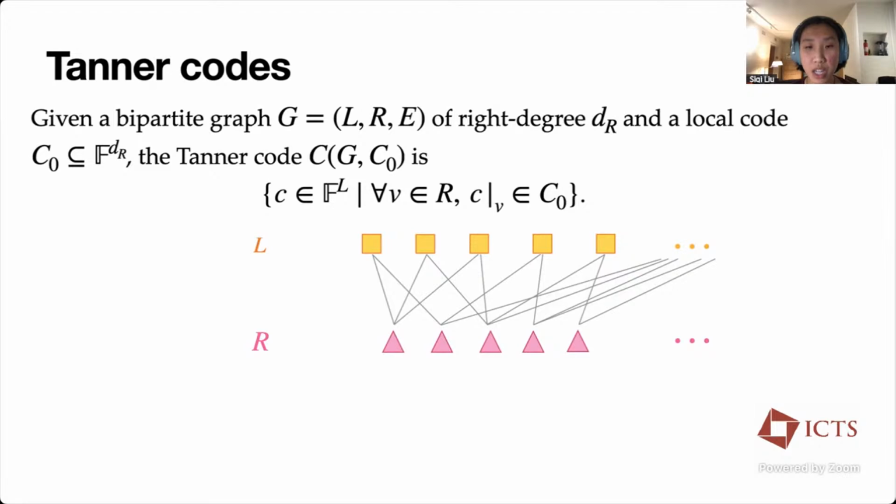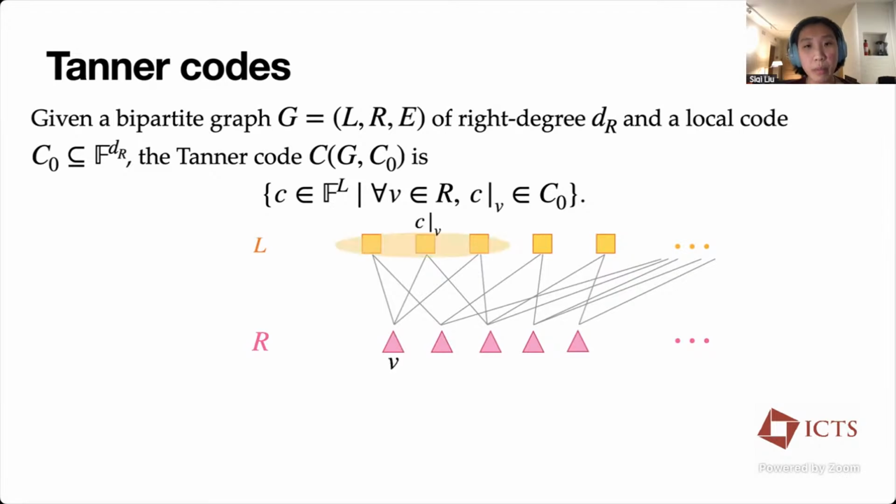So for every vertex V from the right side, we want that the codeword restricted to the neighbors of V, with the notation being C restricted to V, this local view should belong to this local code C0. So that is the condition.